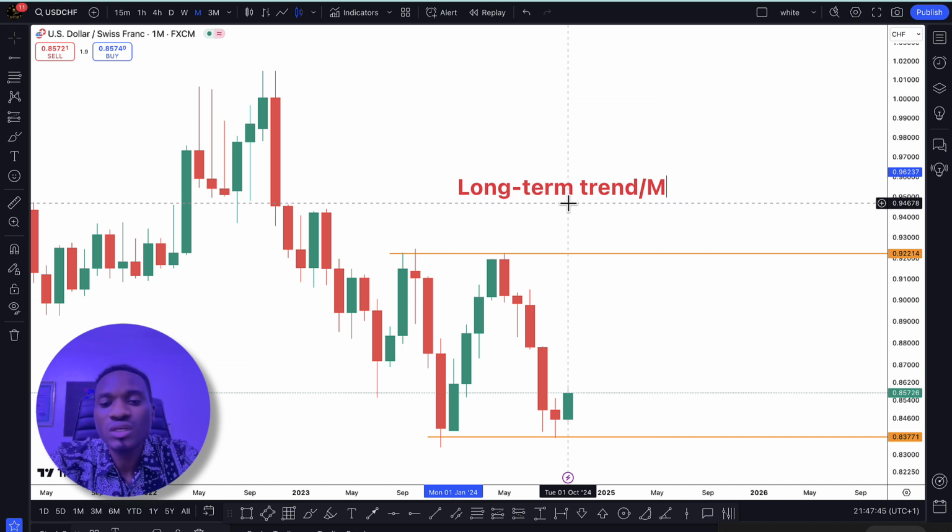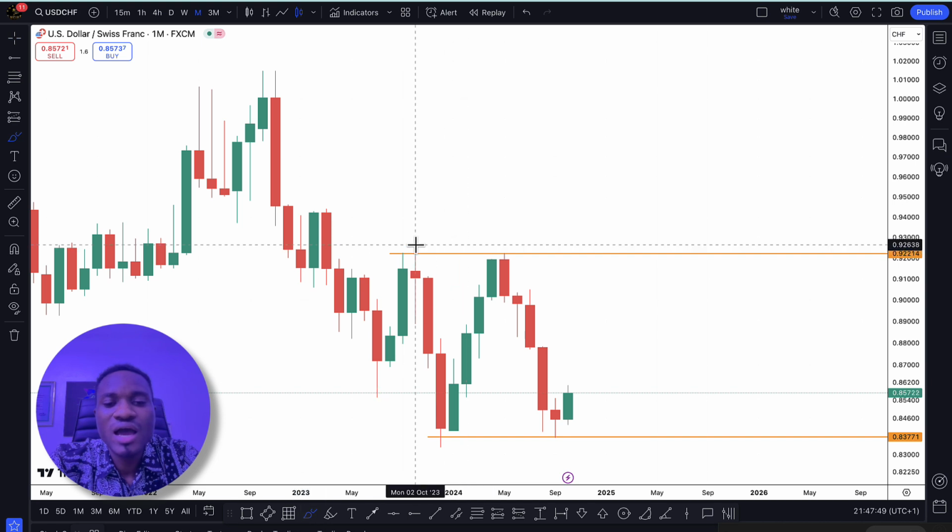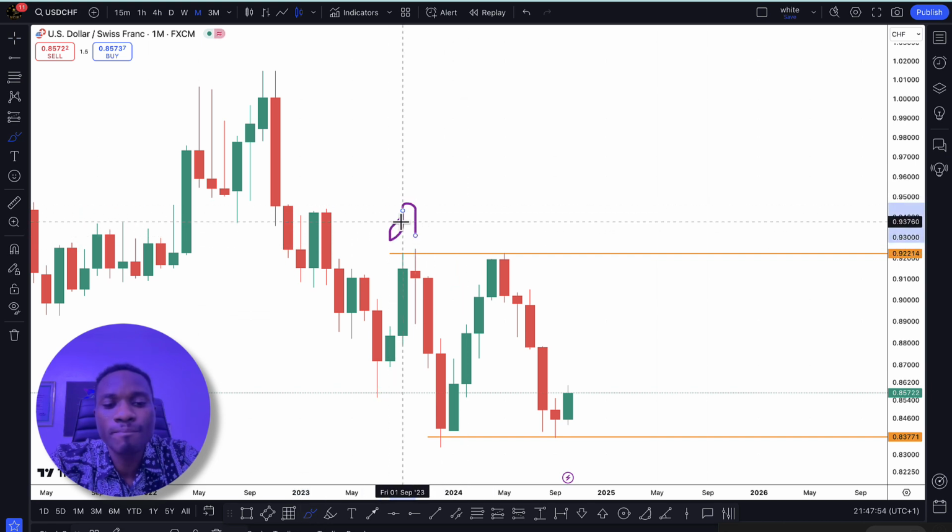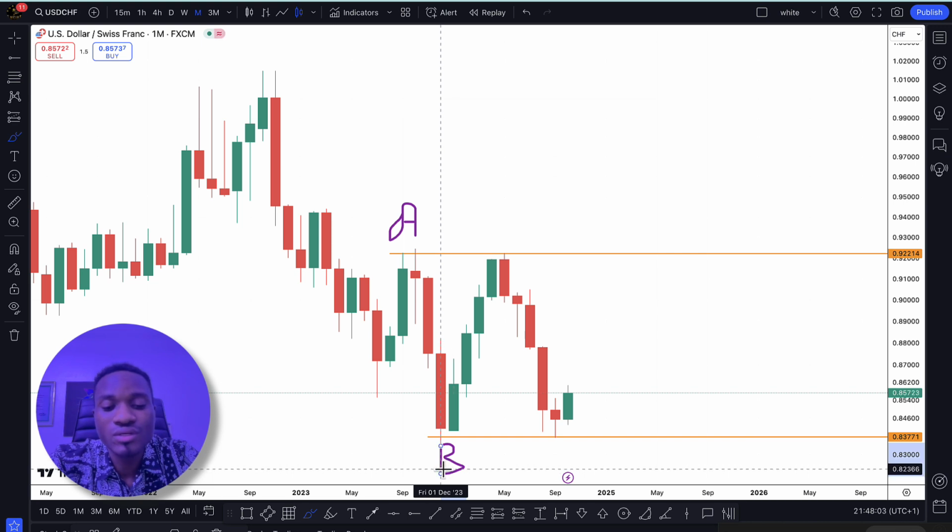Now, let's wipe this off. Let's navigate once here again. At this September of 2023, we have point A, and to the low of point B, which was December 2023. From September, that is around 3 months: October, November, December. So from point A to point B is a short-term trend.